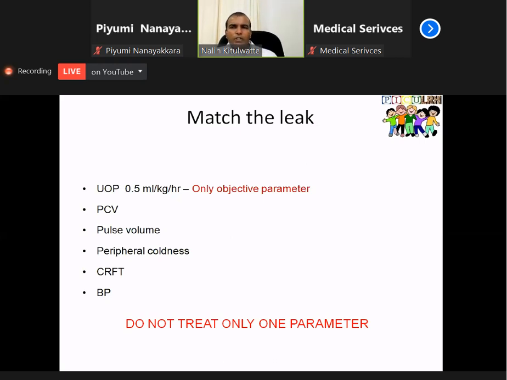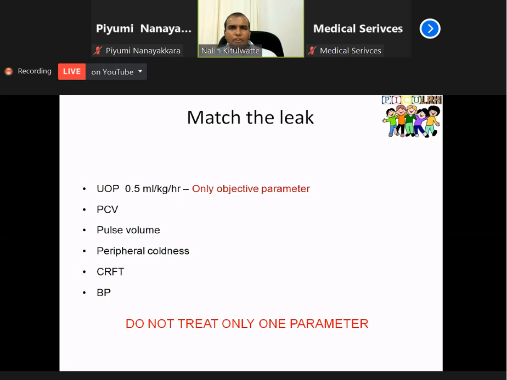But having said that, you may have done these things now. You know about the PCV: you are pricking the child, taking blood into the capillary tube, putting some clay on either side, and then putting it in the machine. Sometimes half of it evaporates and you are left with some number at the end. What do you mean by this? I don't know. Pulse volume: as an intensivist, I will come and say pulse volume is adequate, but for a junior doctor like you, pulse volume may be absent. Peripheral coldness, same. Capillary refilling time, same.